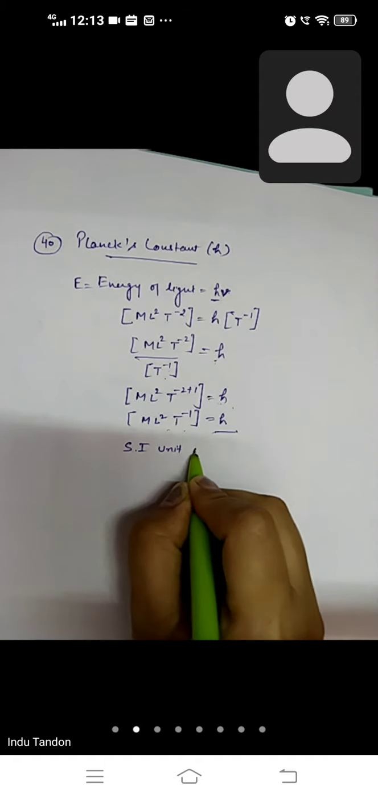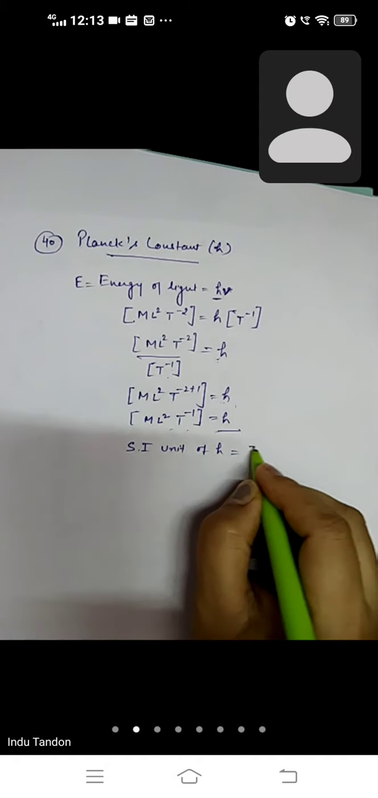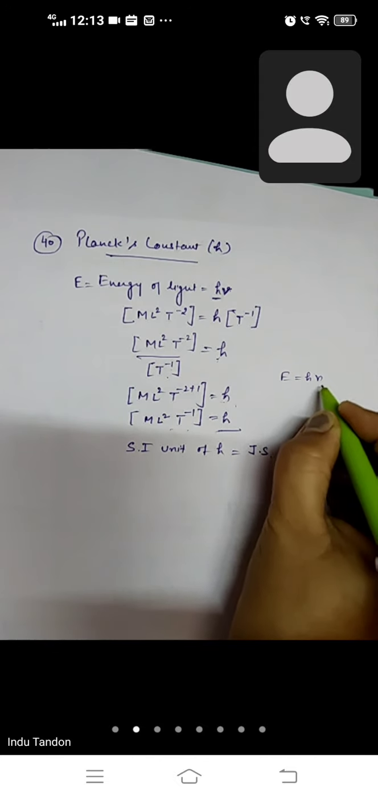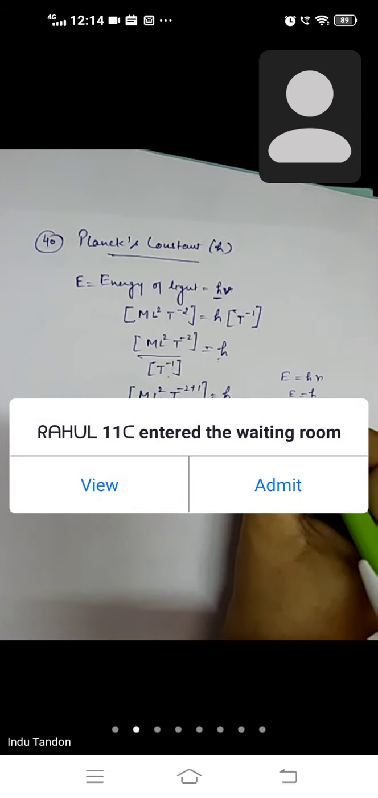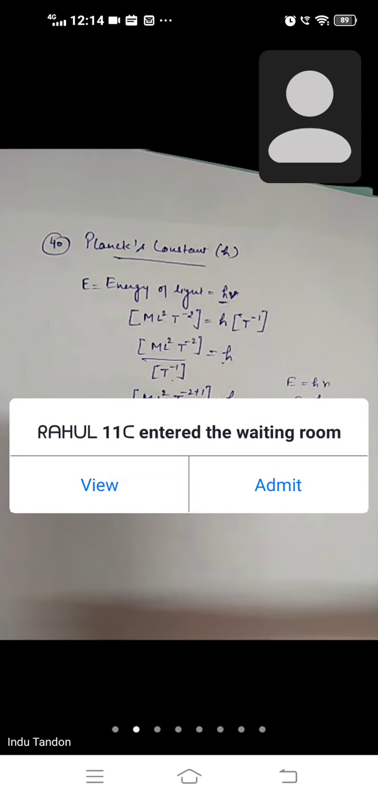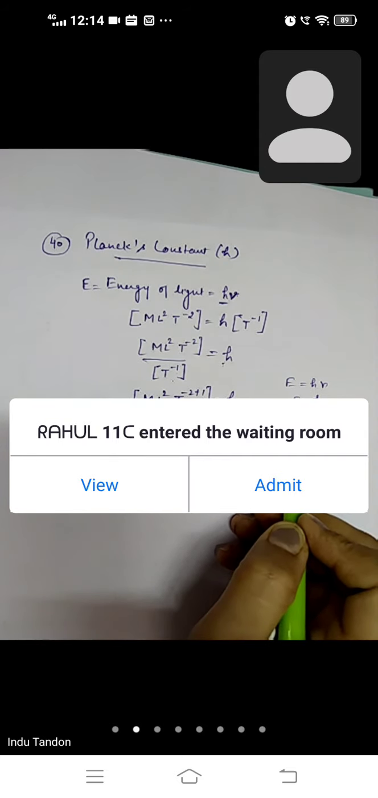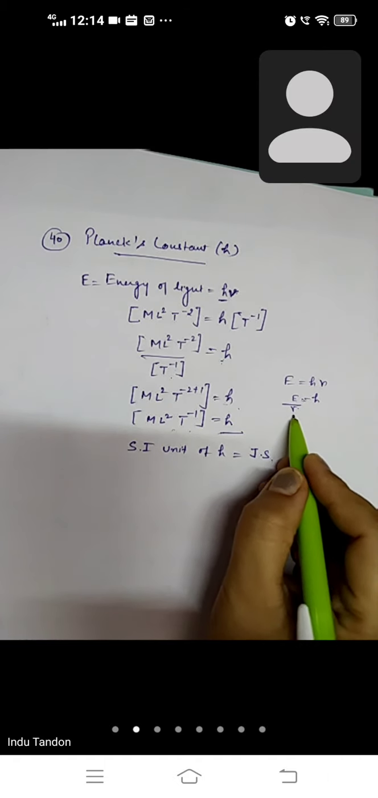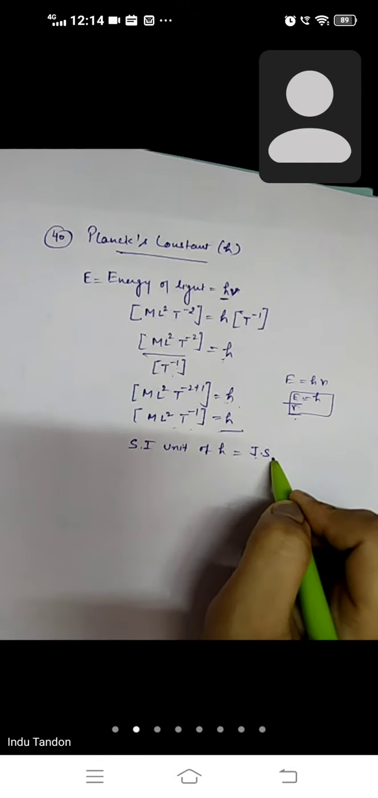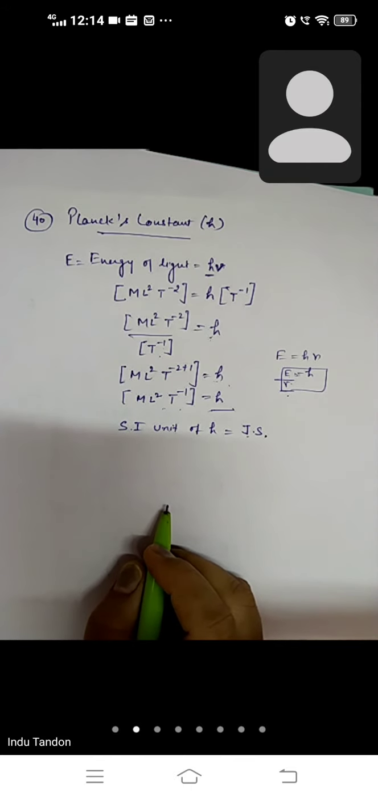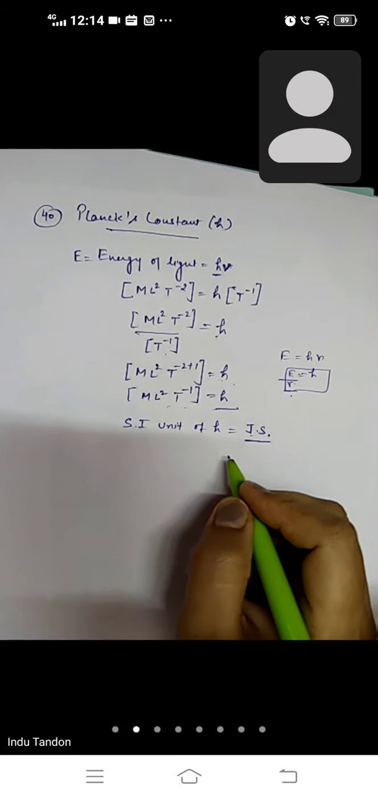And what is its SI unit? What is the unit of this? It is joule seconds, because E is equal to H into nu, so H equals E upon nu. So you can write energy is joule and this is second. So H becomes joule into seconds. Is it clear, beta?